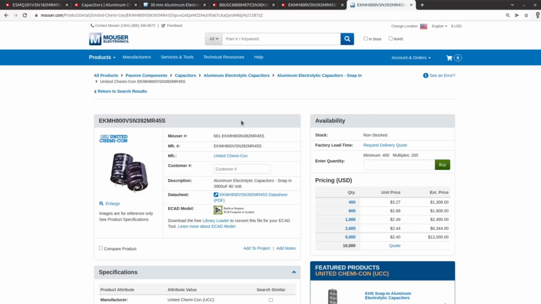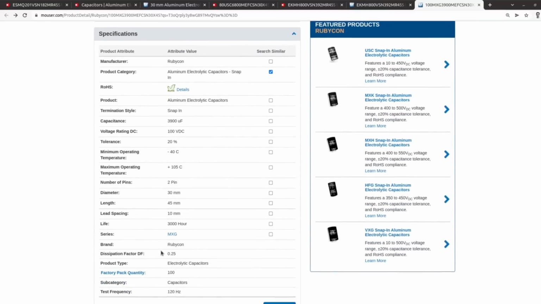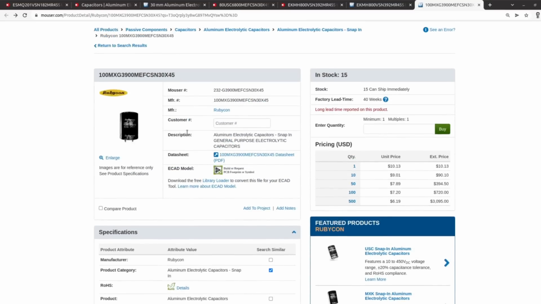And here they are on Mouser, non-stocked, minimum order 400 pieces for $3.27 a piece. And here is the best replacement I could find. I found a few on DigiKey, but all of them are 85 degrees C rated, and this is the only 105 degrees C rated I could find. Rubicon MXG series, 3000 hours, and 100 volts rated. And more expensive, about $10 a piece, and only 15 in stock.